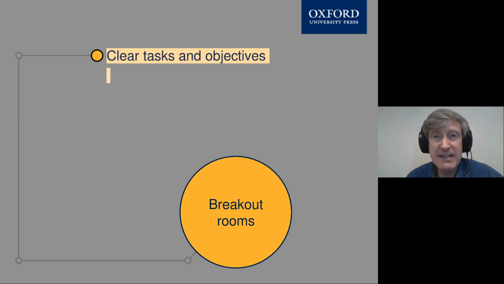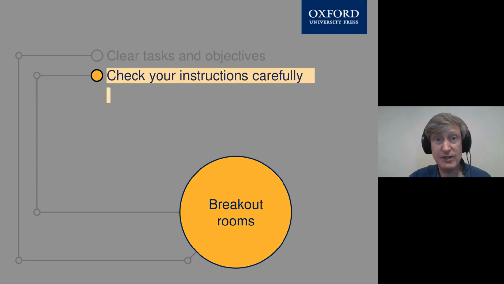In a face-to-face class, it's very easy to set up an activity, and then you look across the classroom and you can see everybody and you can see if they're following or understanding. But in the breakout rooms, it's not so easy. So we've got to be very, very clear about what they have to do. We need to check our instructions. I don't know any teacher who gives perfect instructions all the time. It is very difficult.